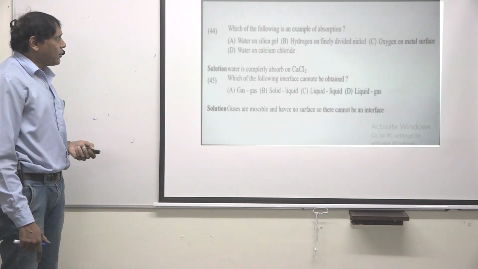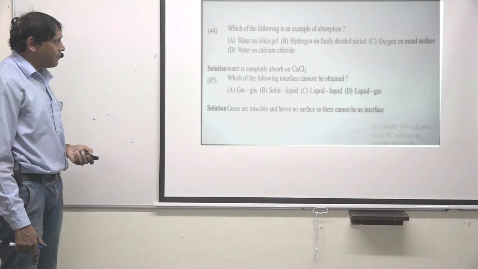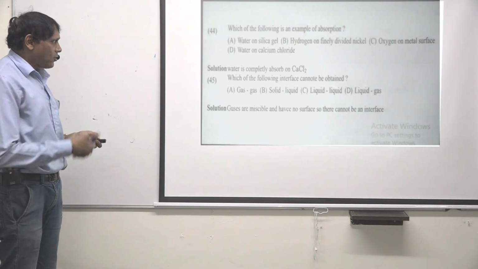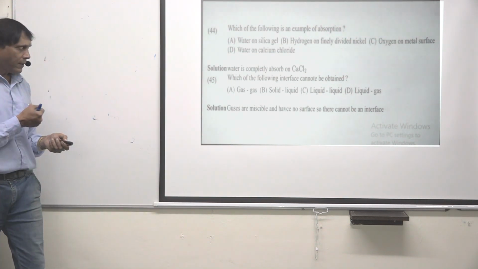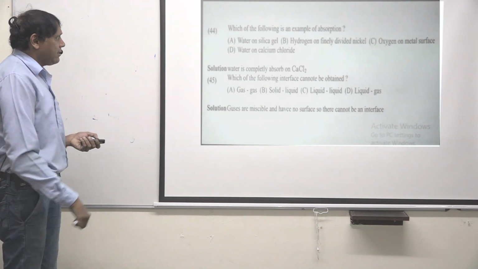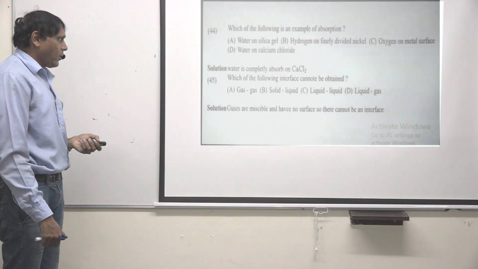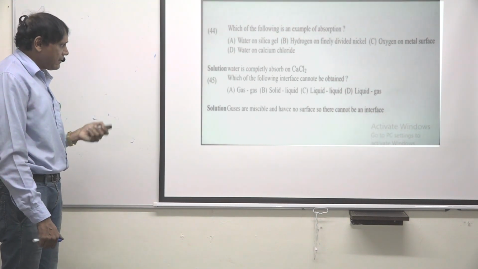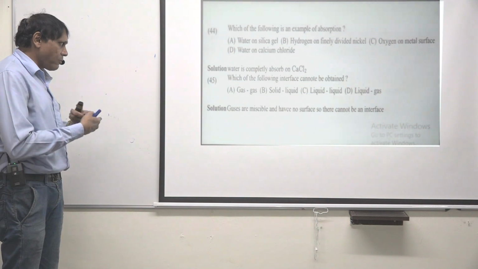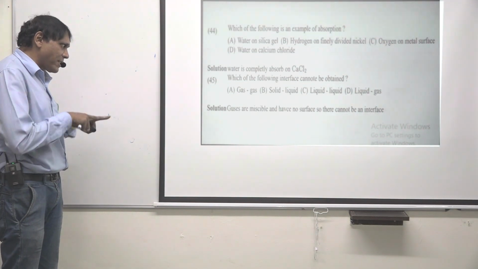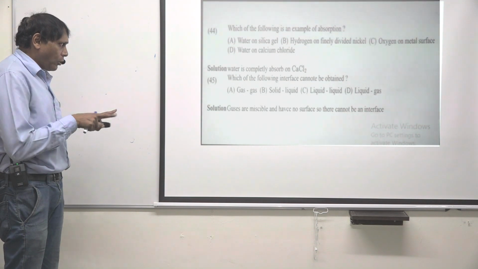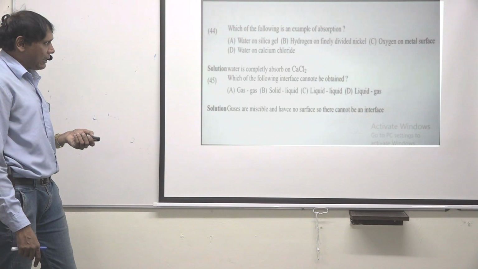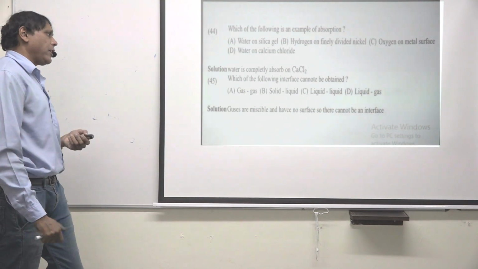Which of the following is an example of absorption? It is very easy. We can say water on calcium chloride. So water is completely absorbed on the calcium chloride. So the answer is D. In which of the following can an interface not be obtained? Very easy, gas: one gas mixed with another gas is totally miscible, so we cannot separate them by a surface. So the answer is gas.